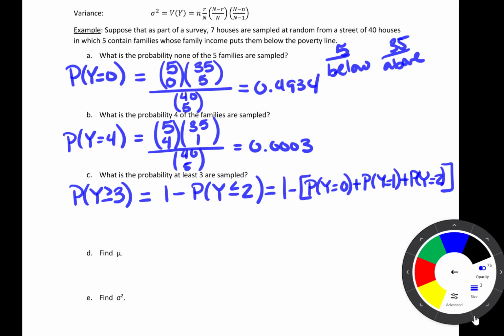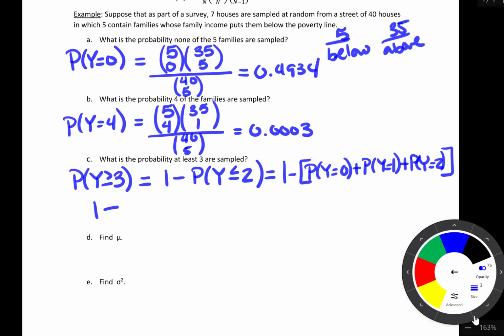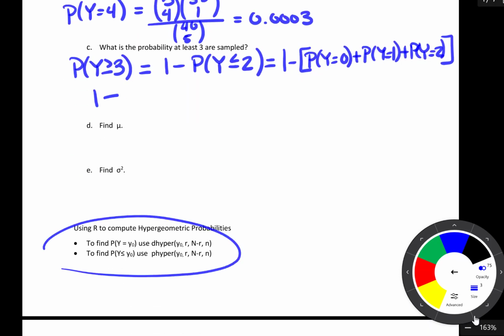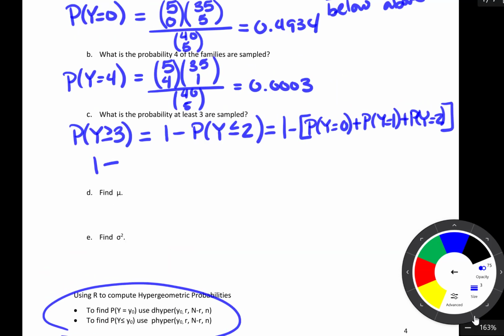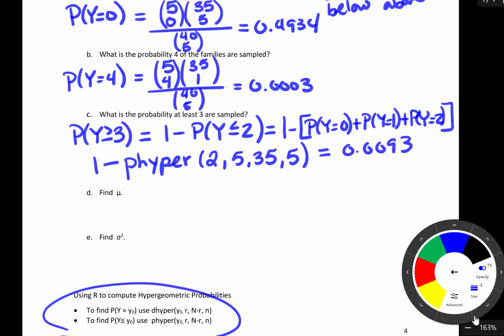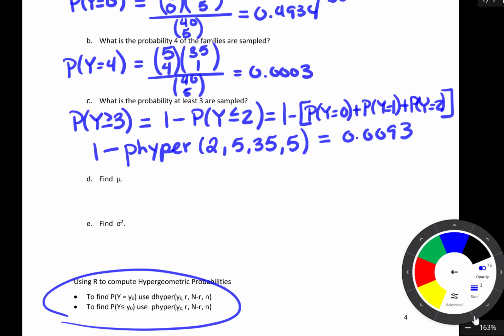If we wanted to find this value in R, we could do the following. 1 minus, and notice we want to find a cumulative probability. Down here at the bottom of the page, we have the different R commands. So we could do 1 minus phyper(2, 5, 35, and 5), and we would get the same answer there, and it turns out this is equal to 0.0093.